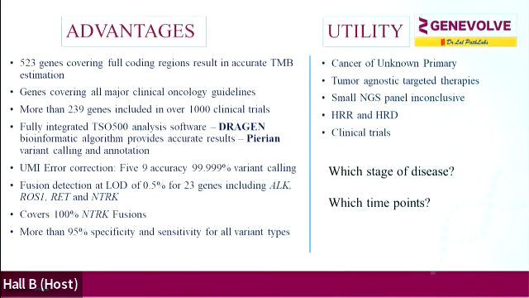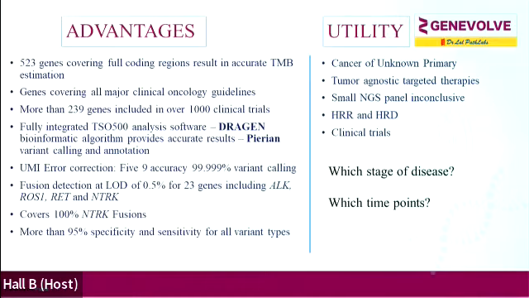What is the utility of a comprehensive genomic profiling? Especially when these are the points where a comprehensive genomic profiling would obviously give you more information than a small gene panel. Carcinoma of unknown primary, when there are tumor agnostic targeted therapies available, BRAF, present in hairy cell leukemia versus non-small cell lung carcinoma or a melanoma. Small NGS panels when they are inconclusive and there are no pathogenic variants or mutations detected in a patient's tumor.